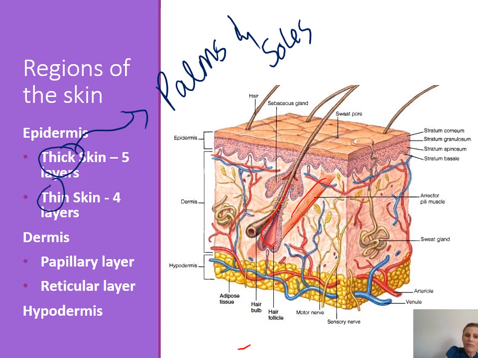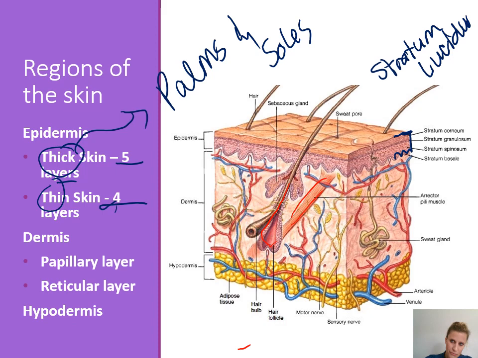Thick skin has 5 layers in the epidermis. So in thick skin, this region up here from the curvy line up has 5 layers. In thin skin, there are only 4 layers present. So there's an extra layer in the epidermis in thick skin. That extra layer is referred to as the stratum lucidum. So the stratum lucidum is only in thick skin. It's not in thin skin.